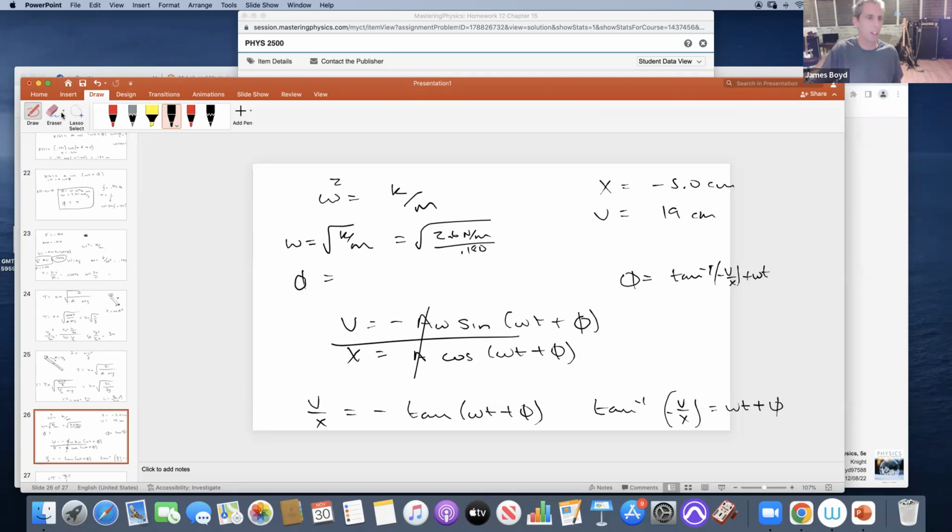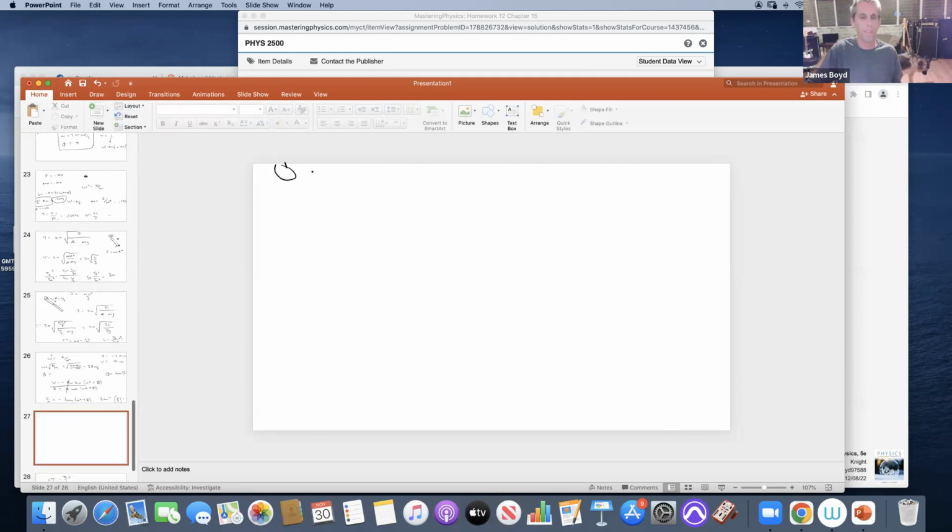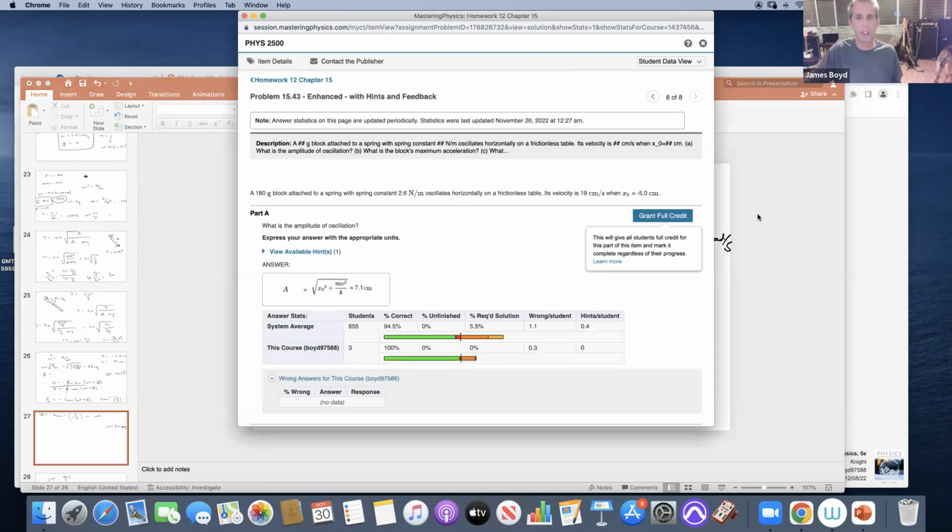It's in minus, you're right, sorry. This is 2.6 divided by 0.180. I take the square root of that answer and I get 3.8. So omega is 3.8 rad per second. New page. Phi is arctan of negative v over x minus omega t. Omega was 3.8 rad per second. And t was unknown.